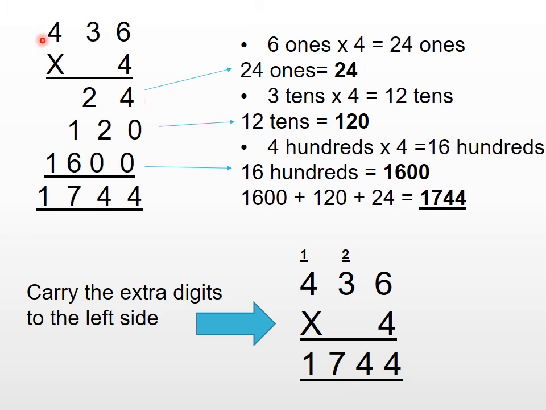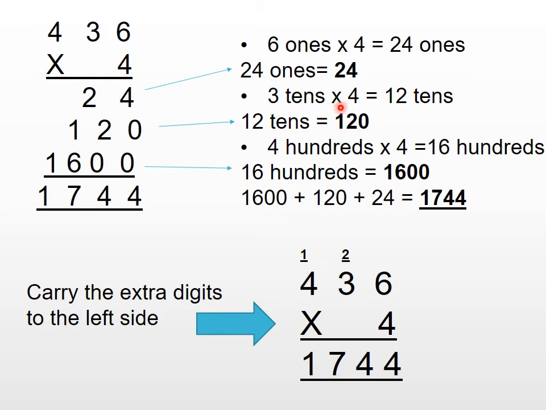Here you can see if I multiply 436 by 4, I'll first multiply 4 with the ones. 4 multiplied by 6 ones is 24 ones. 24 ones means the value is 24 multiplied by 1, which is 24. Then you multiply 4 with the 3 tens. So 3 tens multiplied by 4 is 12 tens. The value is 12 multiplied by 10, which is 120. And 400 multiplied by 4 is 1600. The value will be 16 multiplied by 100, which is 1600.